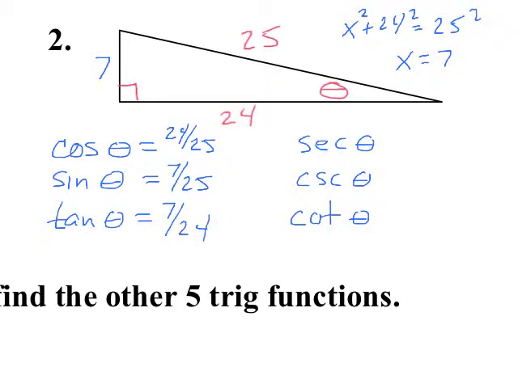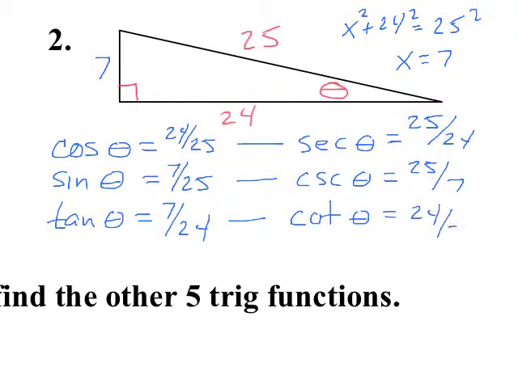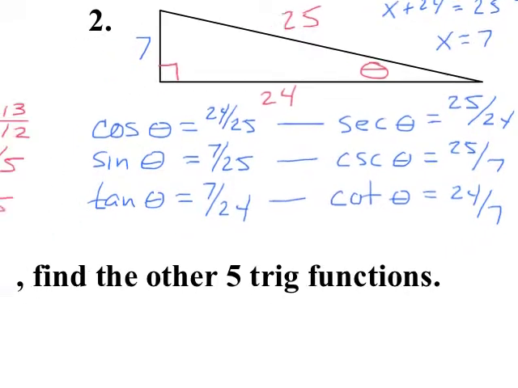And then these, especially if you list them like this, it's pretty easy. Secant would then be 25 over 24. Cosecant would be 25 over 7. And cotangent 24 over 7. And there you go. Okay, so hopefully so far we're kind of following along.